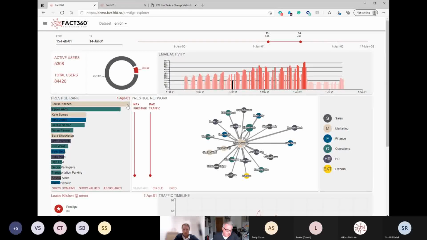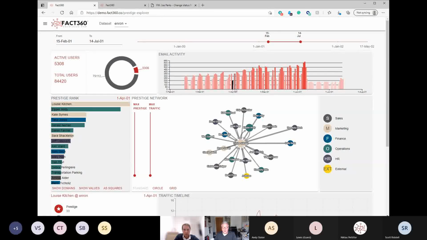And you can see it, this is the ranking. It's a standard bar chart. The numbers go down as the bars get smaller. You've got people like Jeff Dashovich, who's the head of government liaison rather than risk, and Sally Beck, whom I've mentioned before. These are big cheeses that are way below our friend Louise Kitchen, who at this point was still a trader sitting in the marketing department.